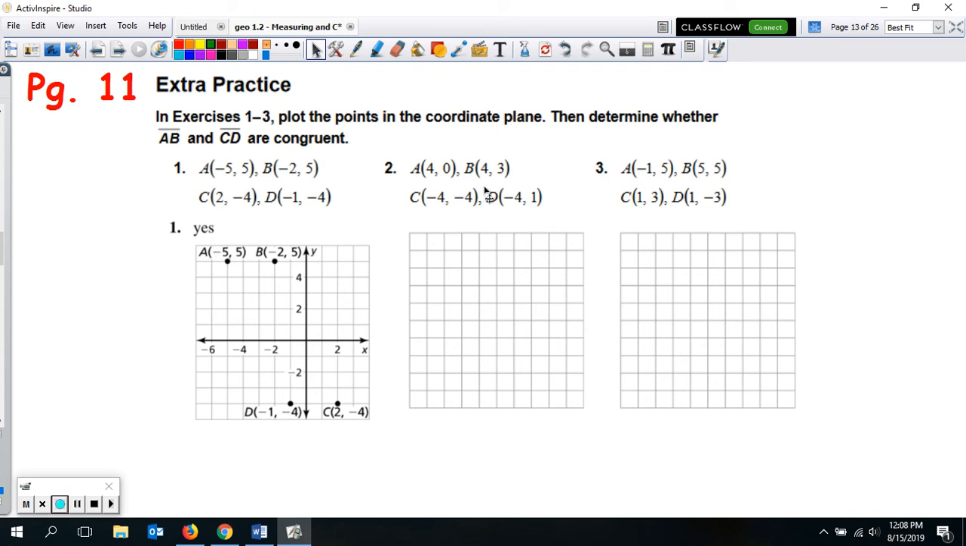Go on to number 2. Do the same thing. Plot these points. Connect A and B together. Connect C and D together. And then you can see, are those segments congruent?